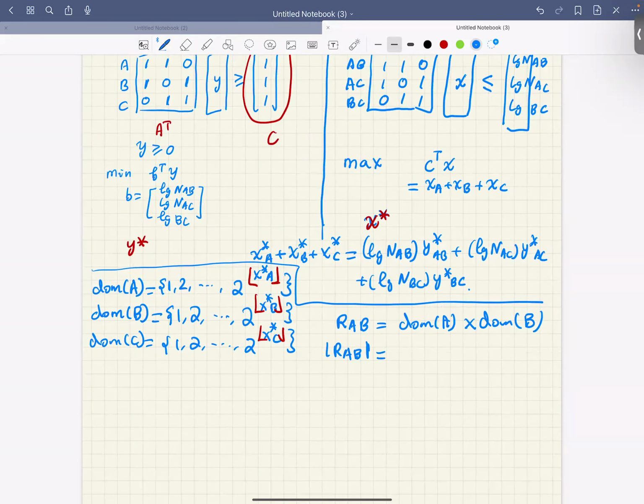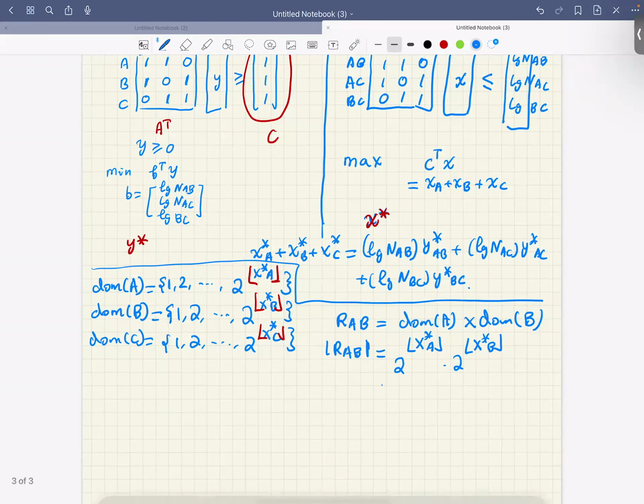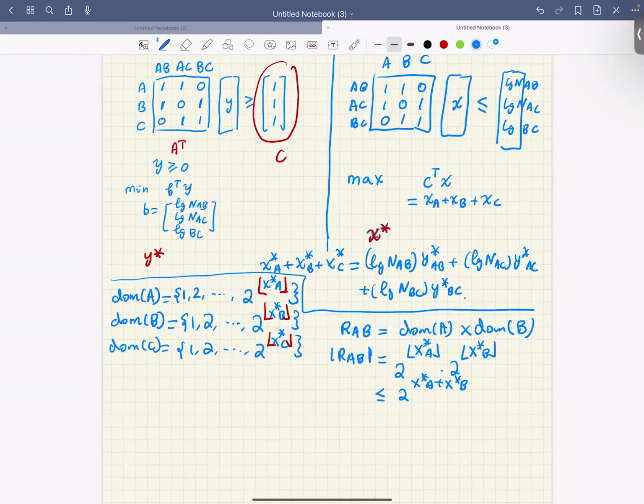Well, let's take it slow. So this is precisely 2 to the power of the domain size of A. Now remember the floor. Times 2 to the domain size of, I'm sorry, it's the product of the domain sizes of A and B, given by this expression. Well, you can see now I will ignore the floor, then I get 2 to the power of x star A plus x star B. Correct? Okay, good. All right.